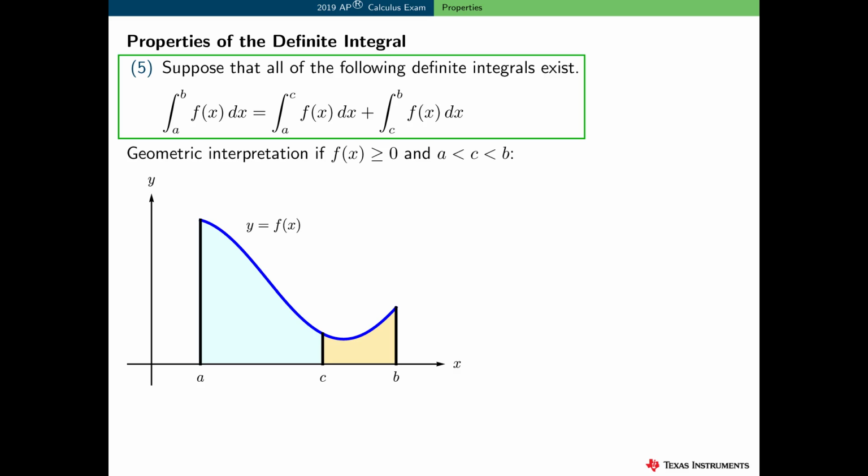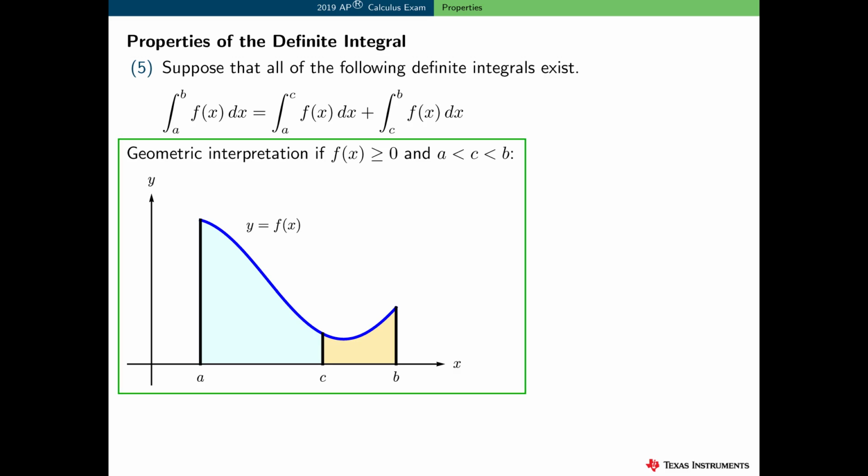Suppose that all of the following definite integrals exist. Then the integral from a to b of f of x dx is equal to the integral from a to c of f of x dx plus the integral from c to b of f of x dx.